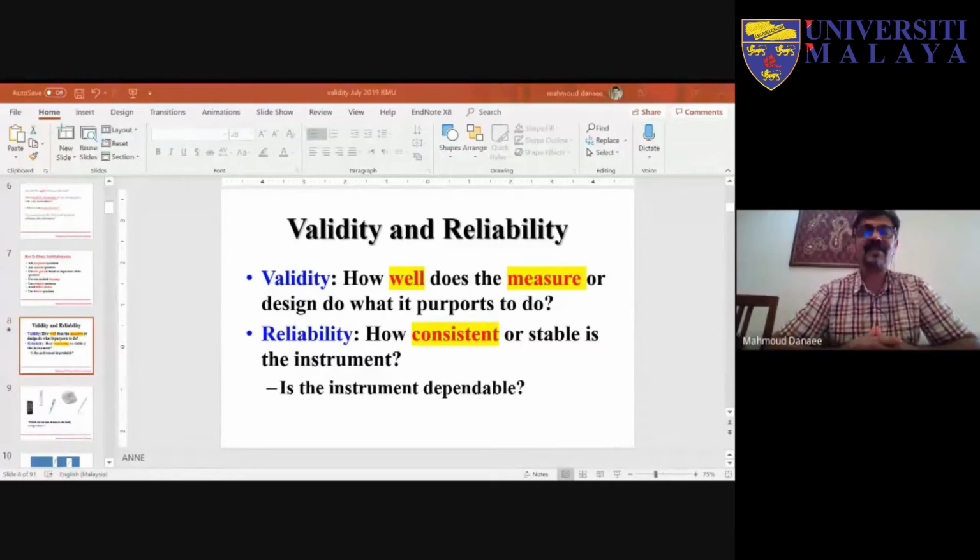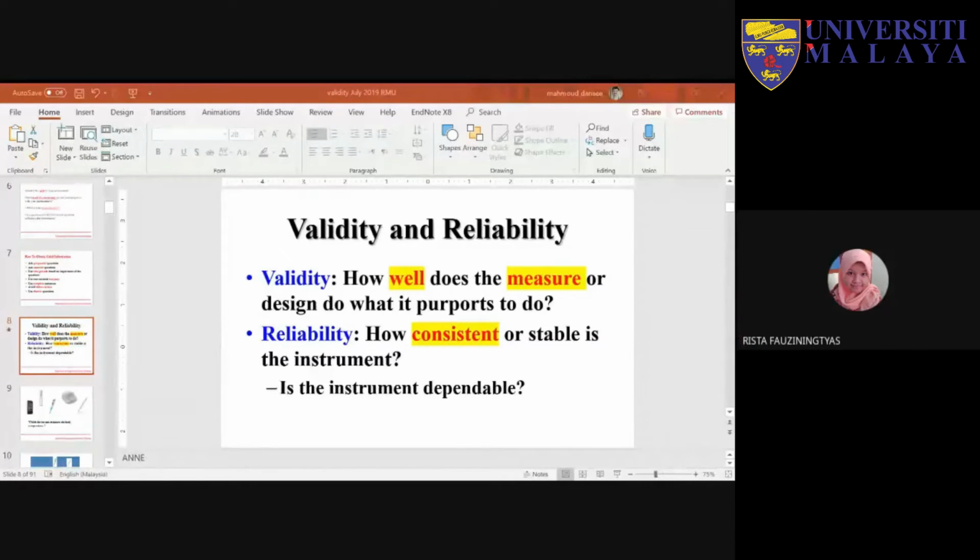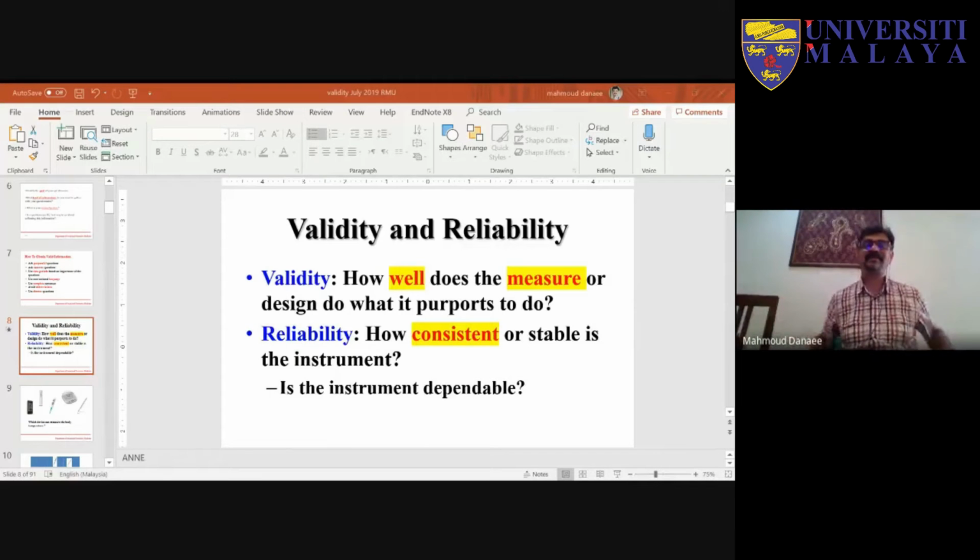Hello. Yes, please. Reliability is the consistency of the instrument, and validity is the accuracy of the instrument. Fine. Anything more?